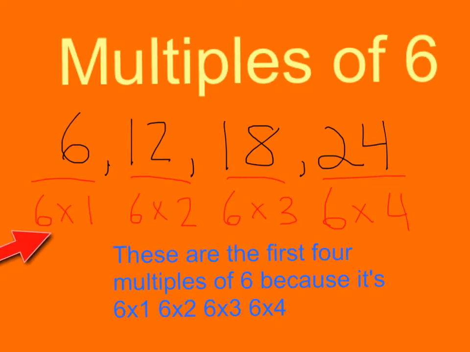The first multiple of 6, 6 times 1, is 6. The second multiple, 6 times 2, is 12. The third multiple, 6 times 3, is 18. And the last multiple for the first 4 multiples, 6 times 4, is 24. These are the first 4 multiples of 6 because of the 6 times 1, 6 times 2, 6 times 3, and 6 times 4. There are many more additional multiples, but these are the first 4.